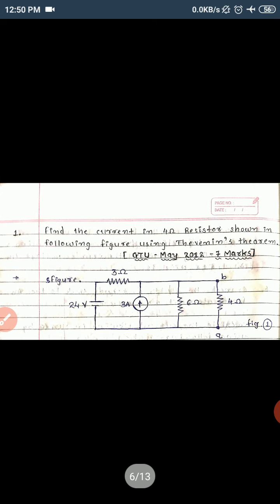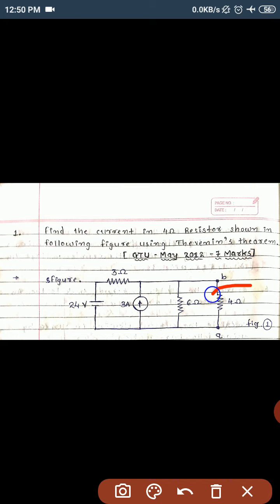So let us start with the first example of our Thevenin theorem. The question is: find the current in the 4 ohm resistor shown in the following figure using Thevenin's theorem. This is a question from the GTU exam May 2012 and was asked for 7 marks. Here the 4 ohm resistor is given between terminals A and B, and our target is to find the current I flowing through the 4 ohm resistor.